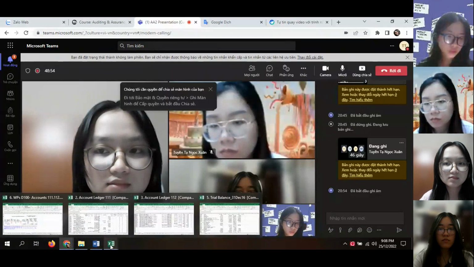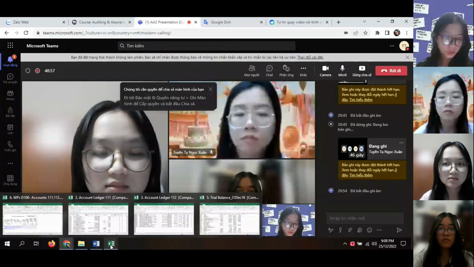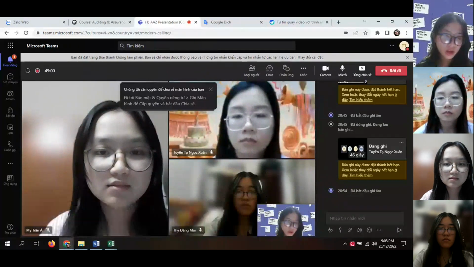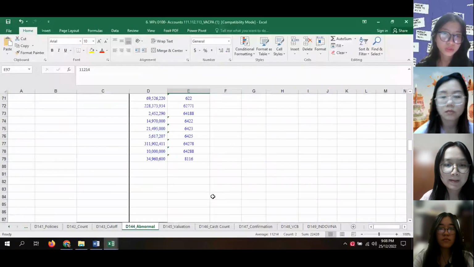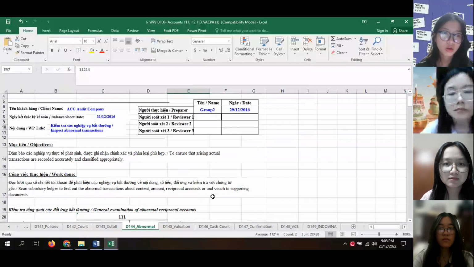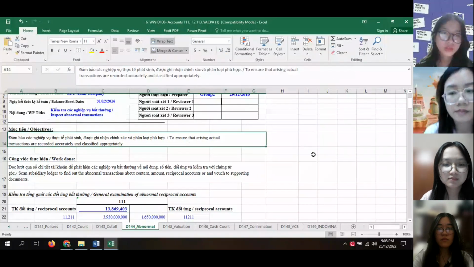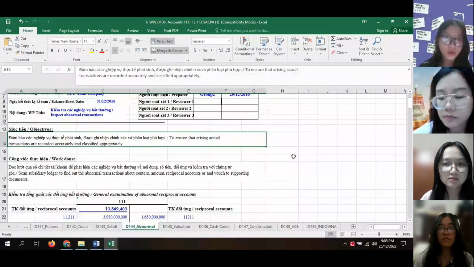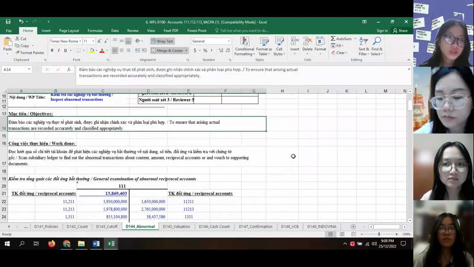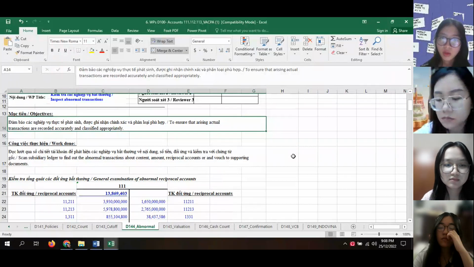Okay, and then I will begin with the city 144. It's abnormal. The objective of this is to ensure that arising actual transactions are recorded accurately and classified appropriately. The work done is to scan the subsidiary ledger to find out the abnormal transactions about content, amount, reciprocal accounts, and vouch to supporting documents.